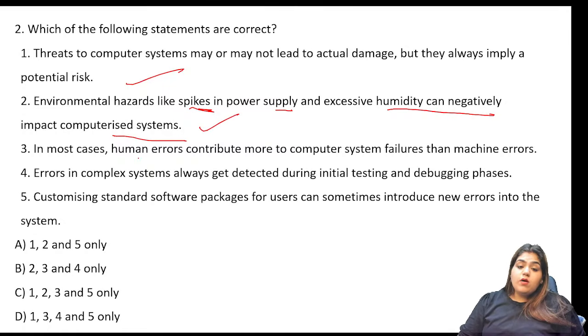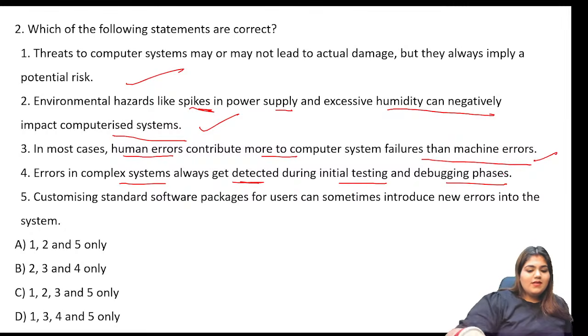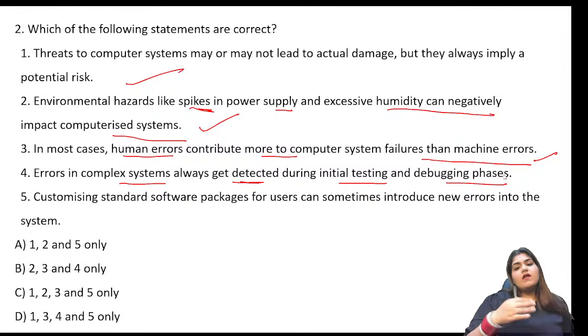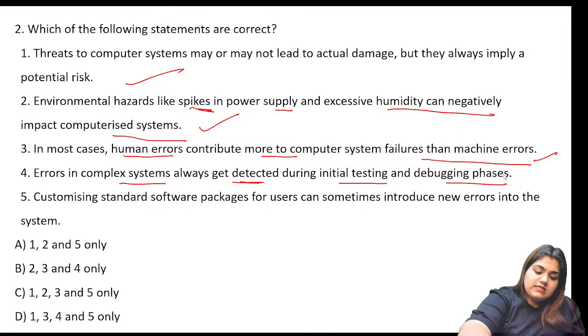Correct. In most cases, human error contributes more to computer failures than machine errors. Yes. Errors in complex systems always get detected during the initial testing and debugging phase. No. See, errors remain hidden. What happens is they stay hidden. We find out only after a long time that something is wrong. If it got tested earlier, it would be easier for us to detect all the frauds that can happen. Statement number 4 is incorrect. Statement number 5 is correct. That will give us C as the correct answer.